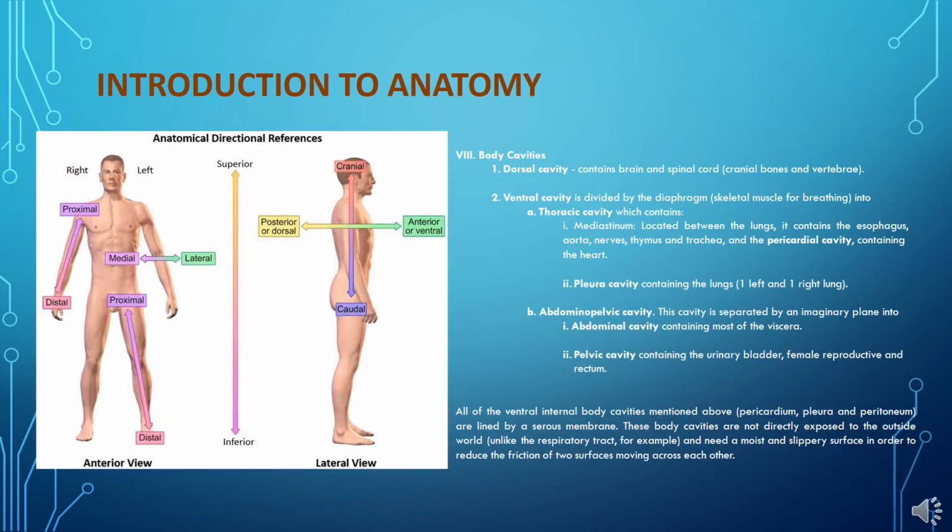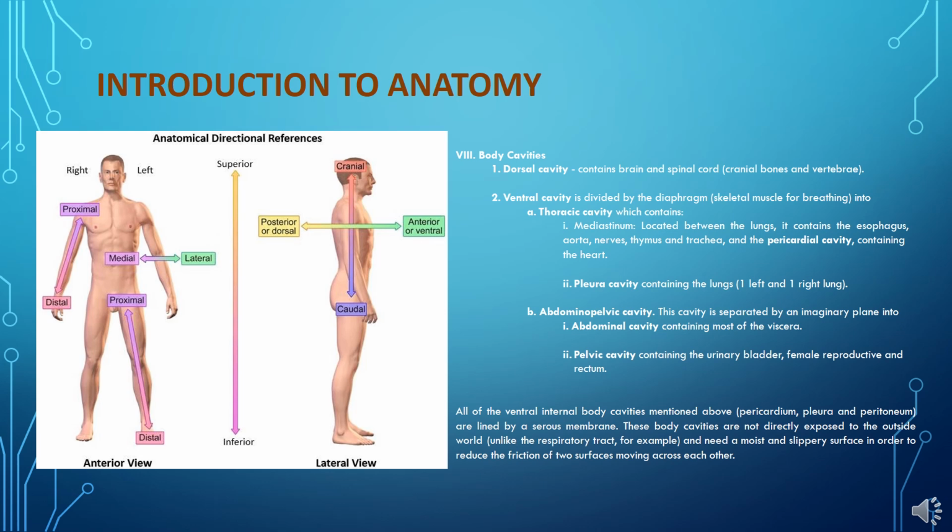VIII. Body cavities. Dorsal cavity contains the brain and spinal cord, within the cranial bones and vertebrae. Ventral cavity is divided by the diaphragm, the skeletal muscle for breathing, into the thoracic cavity, which contains the mediastinum located between the lungs. It contains the esophagus, aorta, nerves, thymus, and trachea, and the pericardial cavity containing the heart. Pleural cavity containing the lungs, one left and one right lung.